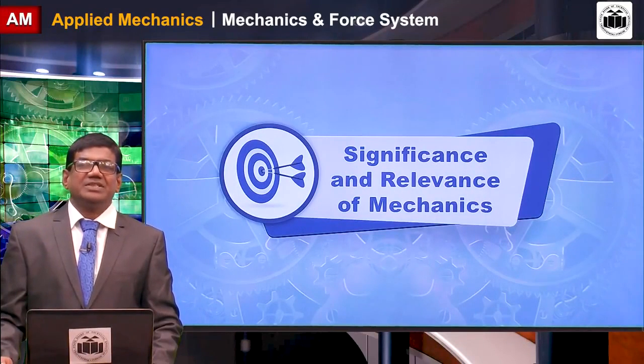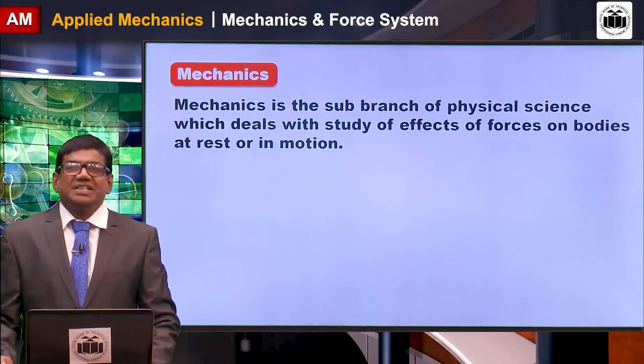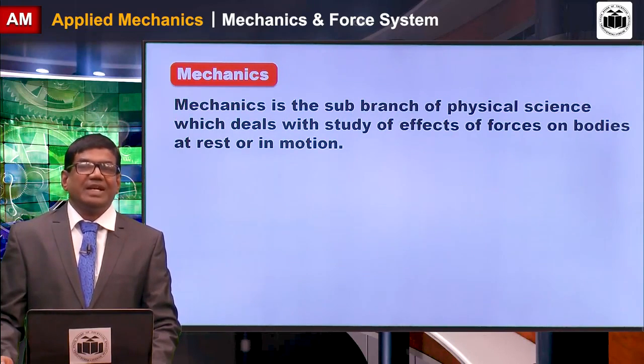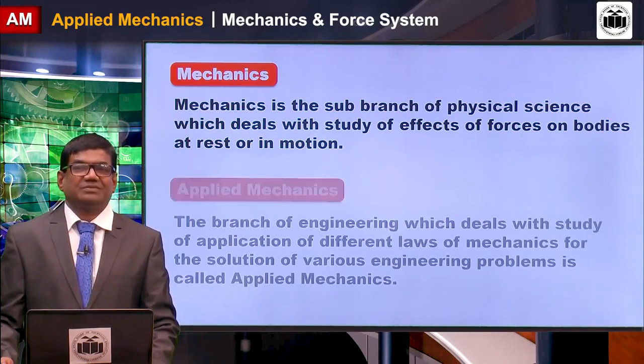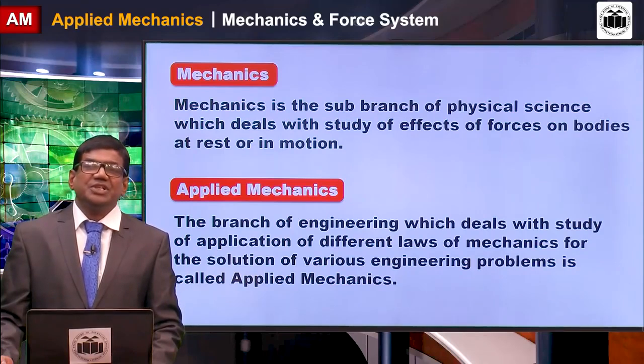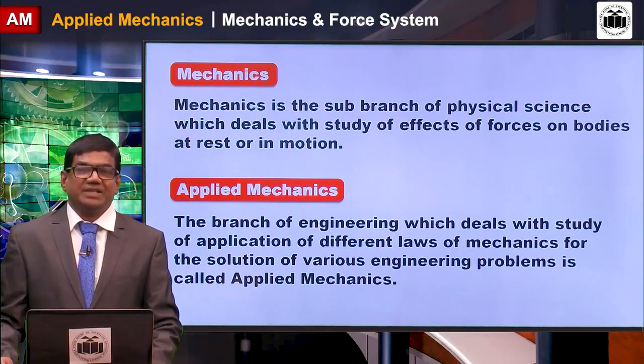Significance and relevance of mechanics. Mechanics is the sub-branch of physical science which deals with the study of effects of forces on a body at rest or in motion. Applied mechanics is the branch of engineering which deals with the study of application of different laws of mechanics for the solution of various engineering problems.